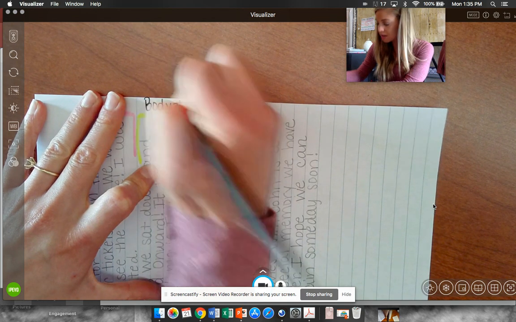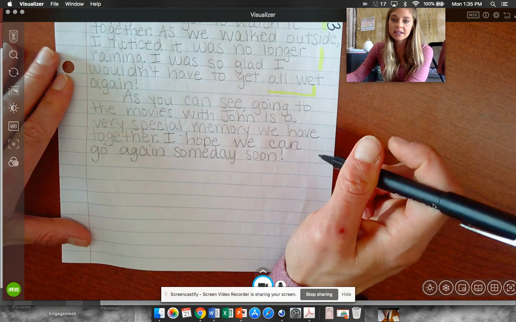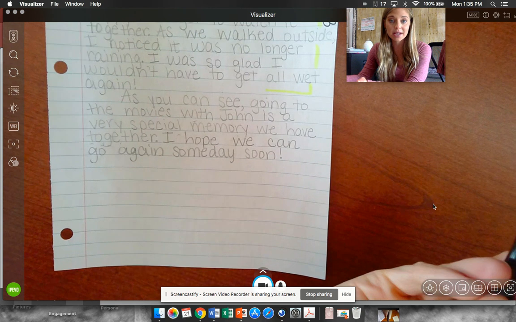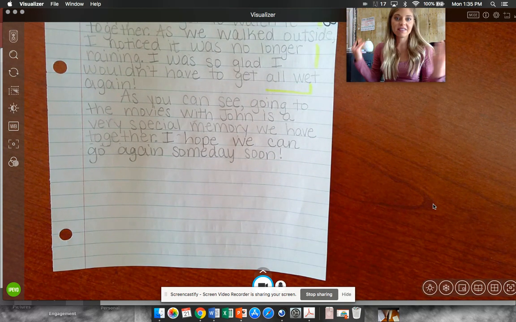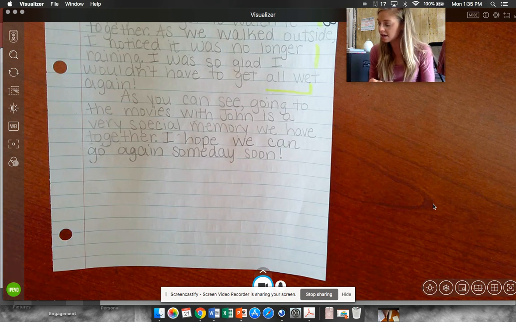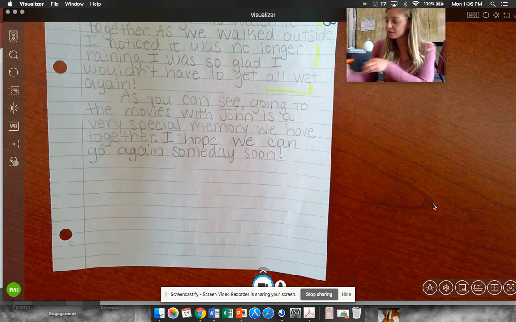There's only 3 body paragraphs, and now this end paragraph here is not as long, okay? It's not a body paragraph, it's called the conclusion. It just kind of wraps everything up together, and it's kind of like the ending paragraph, okay? So it says, as you can see, going to the movies with John is a very special memory we have together. I hope we can go again someday soon. So that is my conclusion.